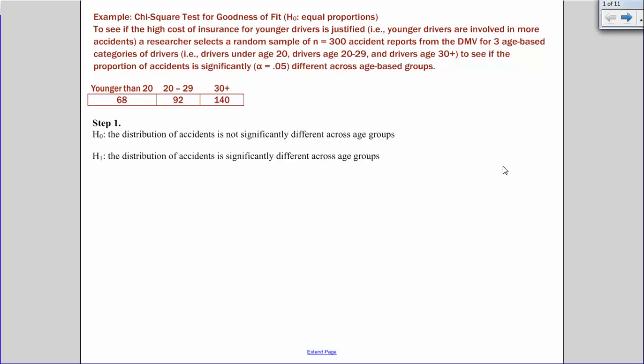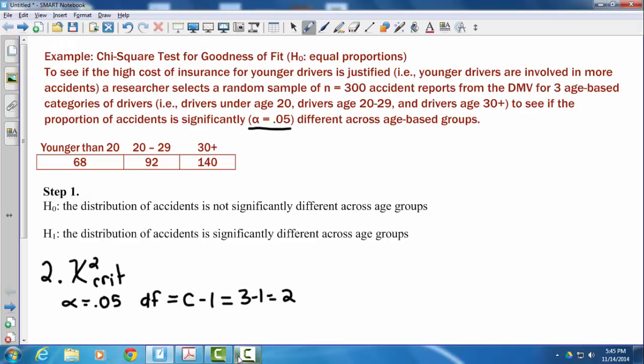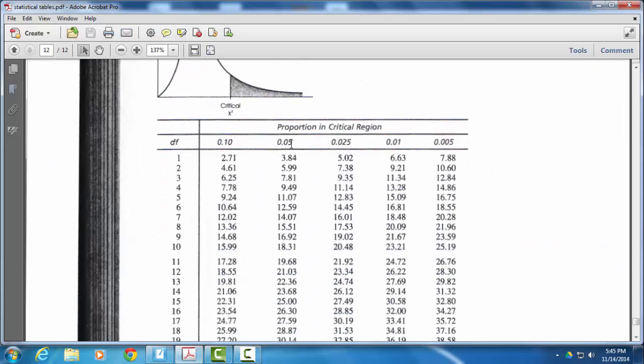Now for step two, we need to find chi-square crit. And chi-square crit is based on the fact that we know our alpha level is 0.05. And our degrees of freedom, which for the chi-square test for goodness of fit is equal to the number of columns minus 1. We have 3 groups or 3 columns. 3 minus 1 is 2. So if we go to the table for the chi-square distribution, we find 0.05, degrees of freedom 2, 5.99 is our critical value.